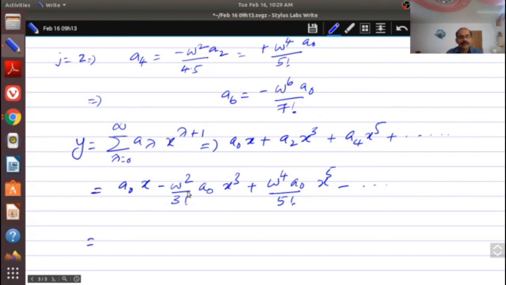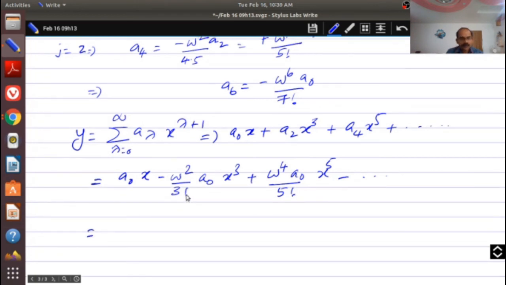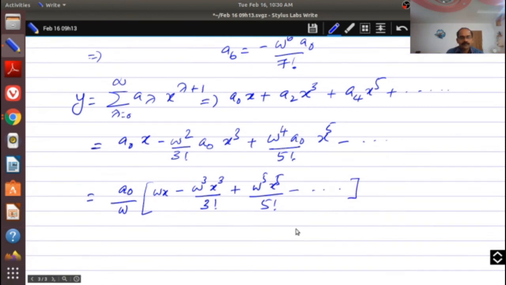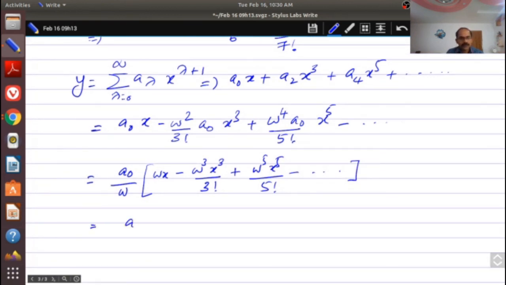So to match, actually here you see, cos omega x, the omega is missing, so instead of taking a0 out, you take a0 divided by omega, so that this will be omega x minus omega cubed x cubed by 3 factorial plus omega raised to 5 x raised to 5 by 5 factorial minus etc., which is nothing but AC sin omega x.